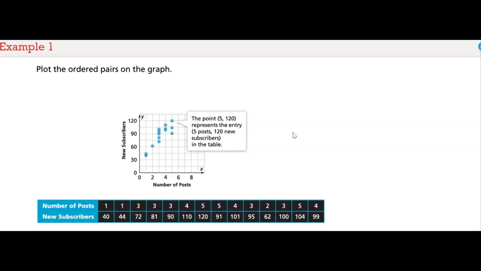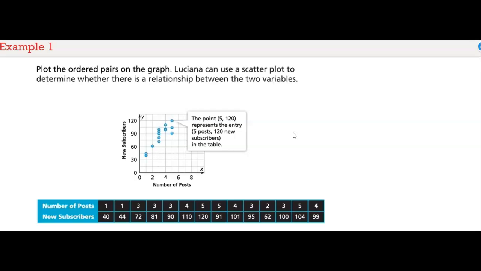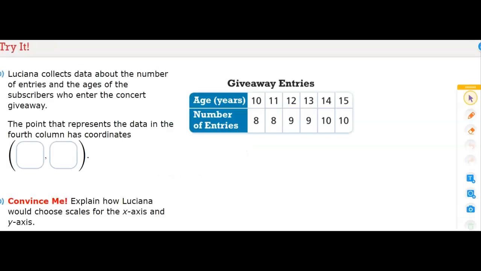The point 5,120 represents the entry, 5 posts, 120 new subscribers in the table. Luciana can use a scatter plot to determine whether there is a relationship between the two variables.